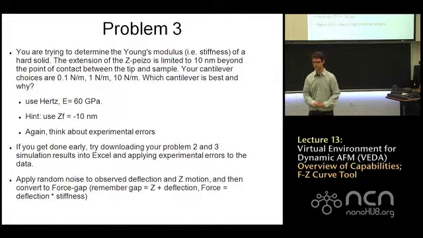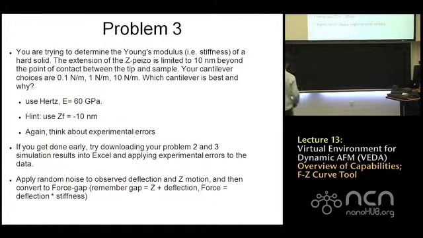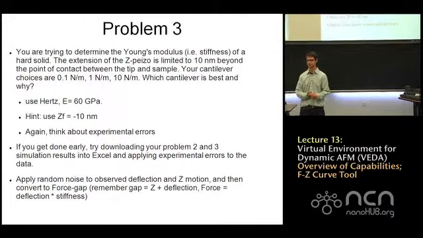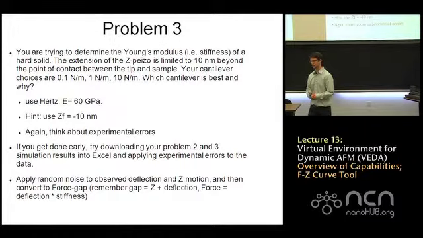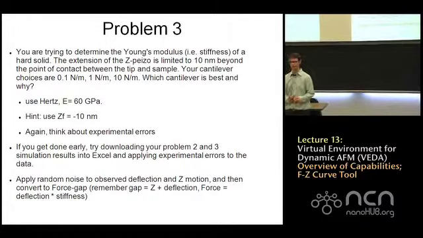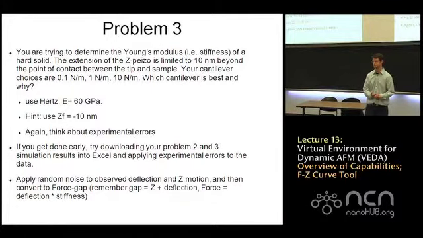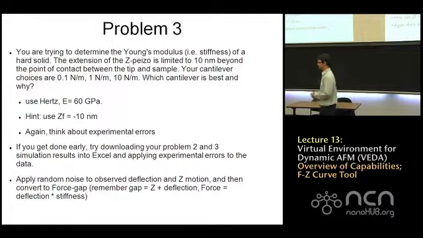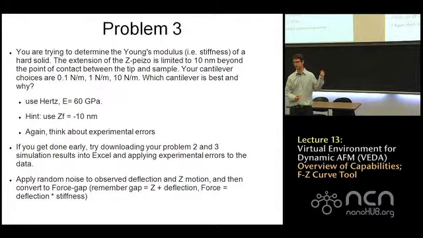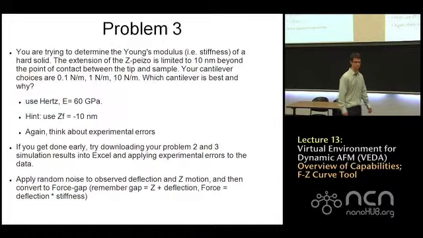Specifically, let's take the Hertz contact model. We'll use all the defaults except for the elastic modulus. In terms of the cantilever properties, we're just going to change K. We don't worry about the natural frequency or the quality factor or anything else. For the Z displacement, just make sure that your final displacement is minus 10 nanometers and the initial one is something greater than zero, maybe one or two. It's fine.